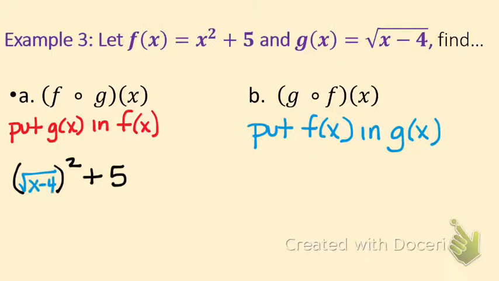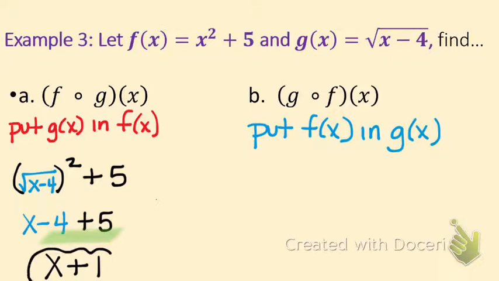And now we simply simplify. So what's going to happen with this one, because I'm squaring a square root? They cancel because they're opposite. So we have x minus 4 plus 5. Combine your like terms, which would be these two. And your final answer is x plus 1. And that's it.